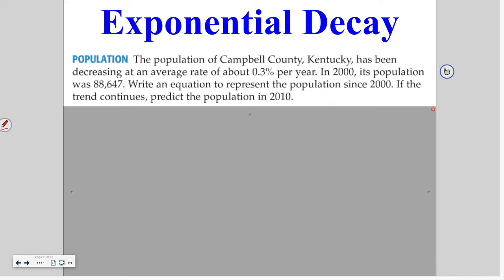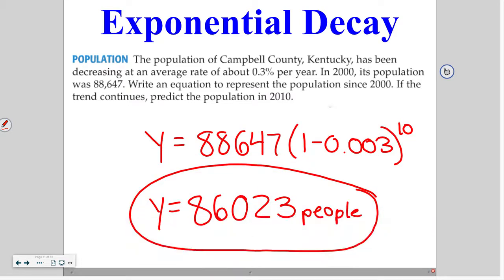Go ahead and try this one on your own. Changing that percent into a decimal at 0.003, so we're subtracting that from 1 with our initial population that they give us, and using 10 for the years, because that is the difference between 2000 and 2010.